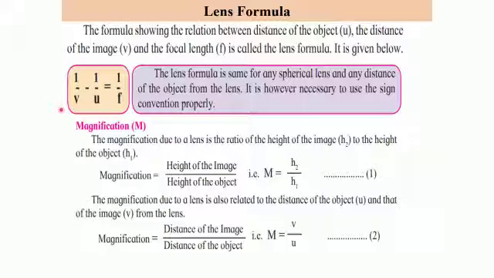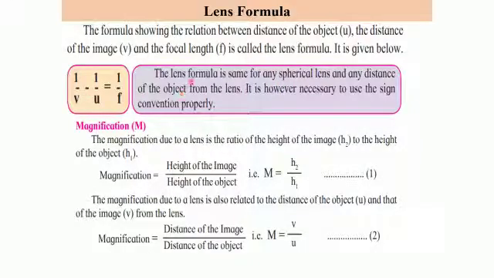So the lens formula gives us the relationship between three things: the distance of the object, indicated by U, the distance of the image from the lens, indicated by V, and the focal length of the lens. Using this formula, if two things are given to us, we can find out the third one. The lens formula is the same for any spherical lens and any distance of the object from the lens.